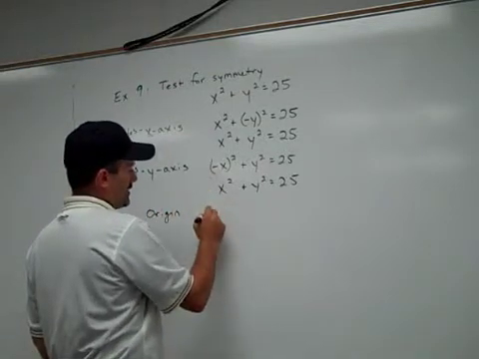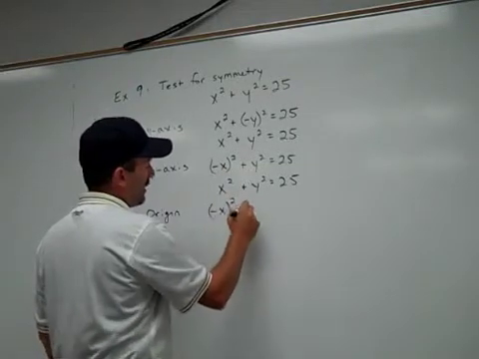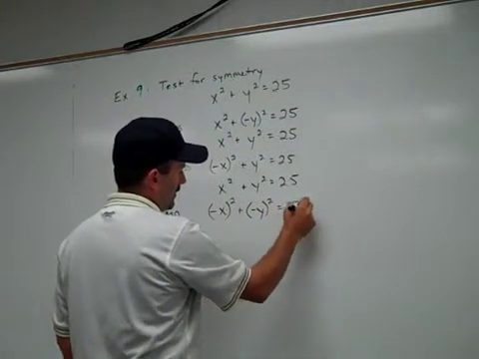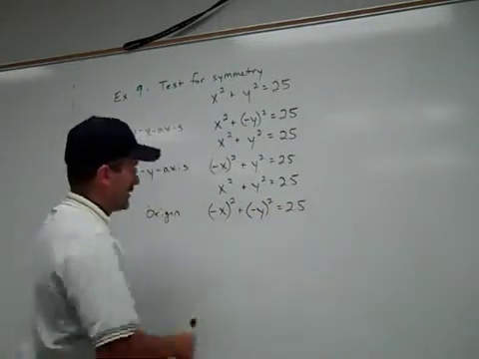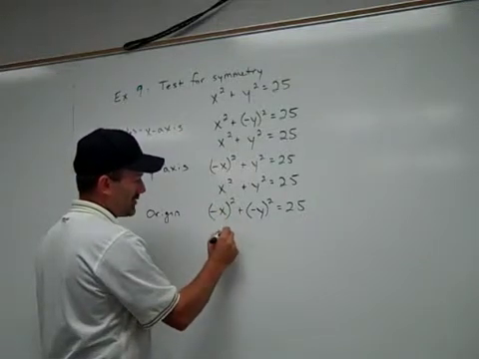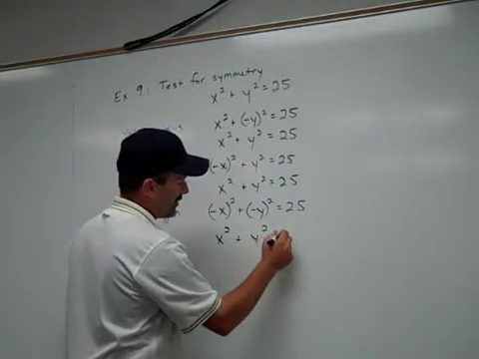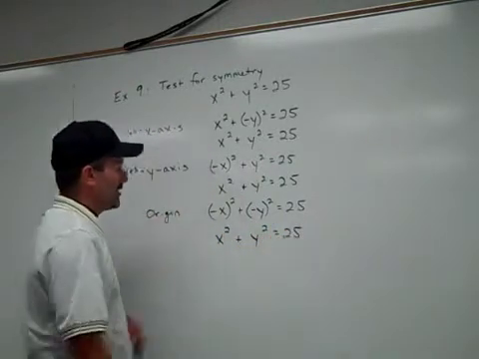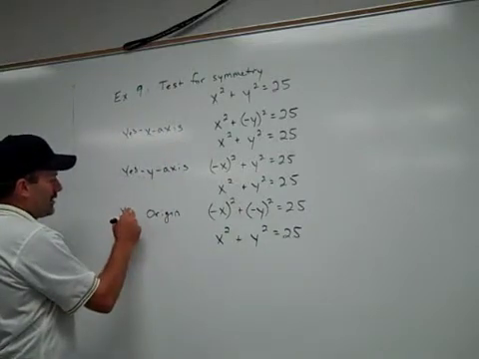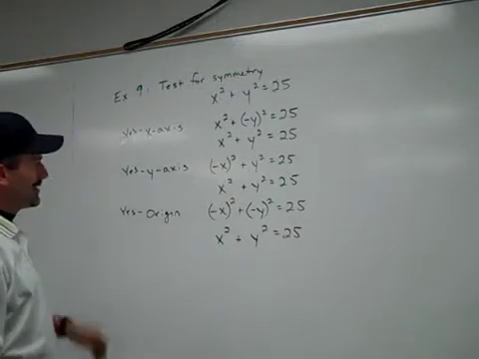So we replace the x with a negative x. So we have negative x squared. We replace the y with a negative y. That gives us negative y squared. And then we simplify. So this, negative and a negative, gives us positive x squared. Negative and a negative again gives us positive y squared equals 25. And notice in this case, all 3 of them are equivalent. So there is symmetry with respect to the origin, the y-axis, and the x-axis.